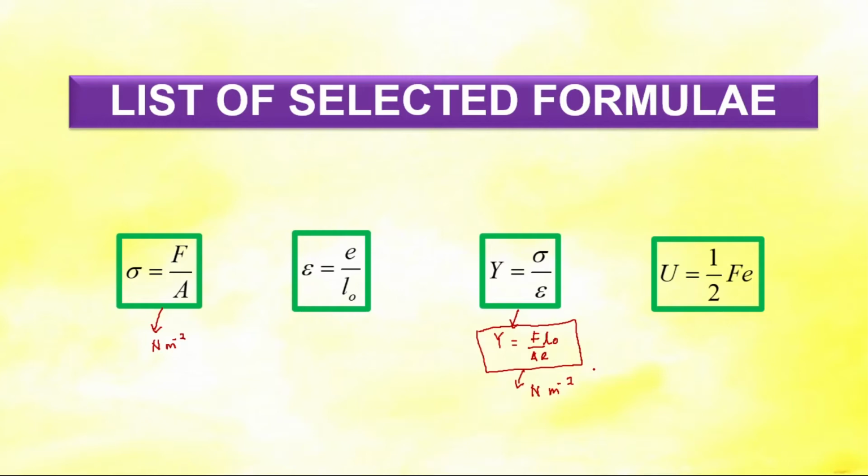So we use symbol U. U equals to half F e, half times force times elongation or extension. So the unit for strain energy, for energy, you need joule.